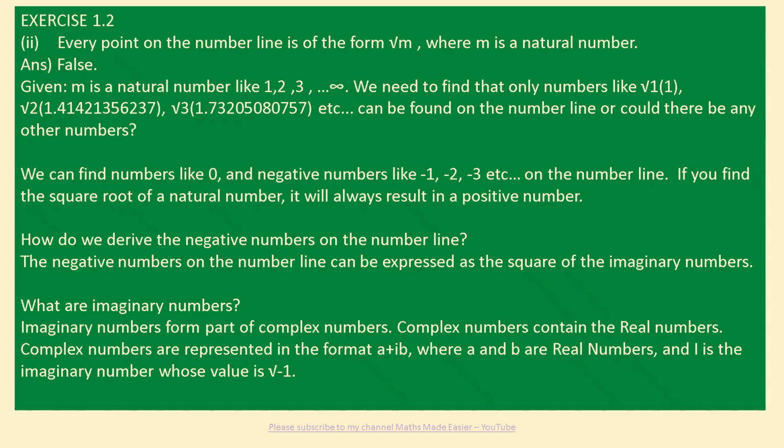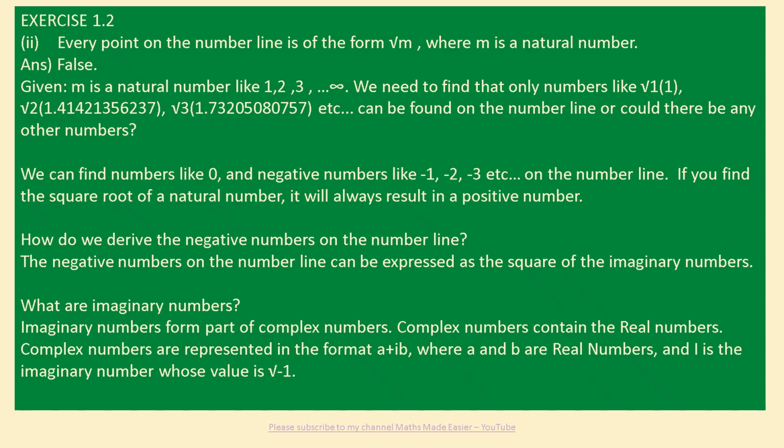So what they are asking us is that any number like root 1, root 2 or root 3 can be found on the number line. It is true. But is it the only numbers that can be found on the number line? No. There could be other numbers like 0 and the negative numbers as well. If we find the square root of a natural number, it will always result in a positive number. So what happens to the negative numbers and numbers like 0 on the number line?